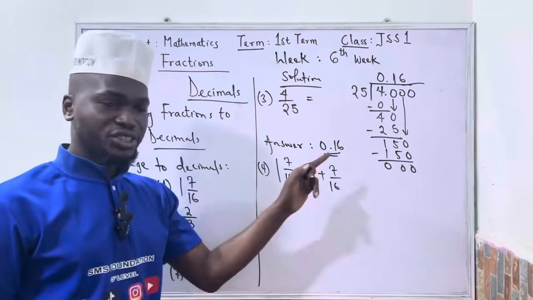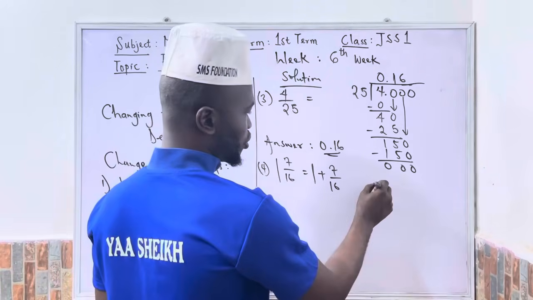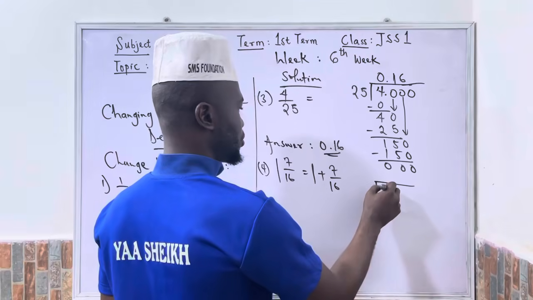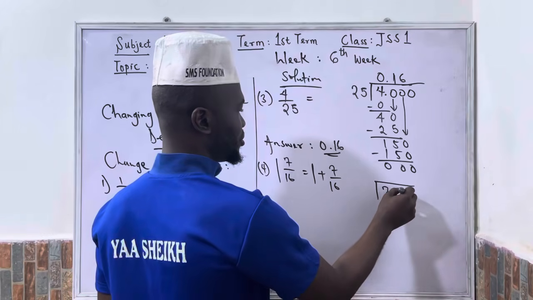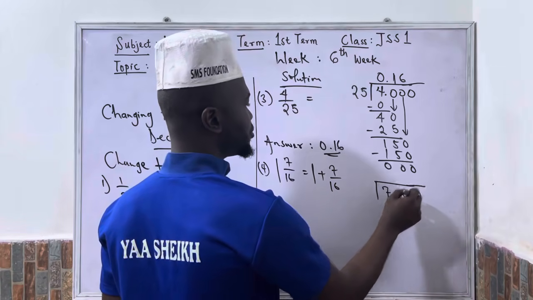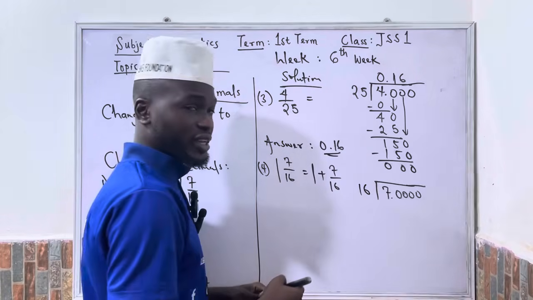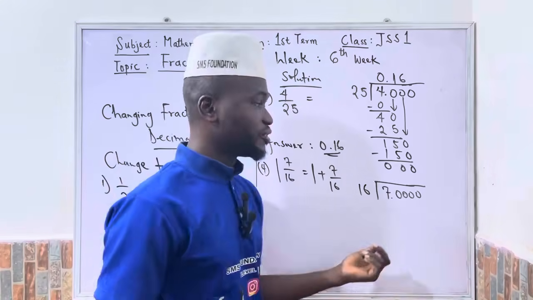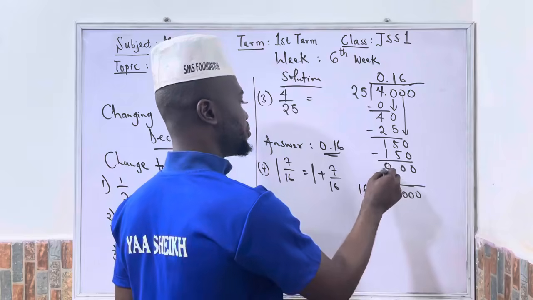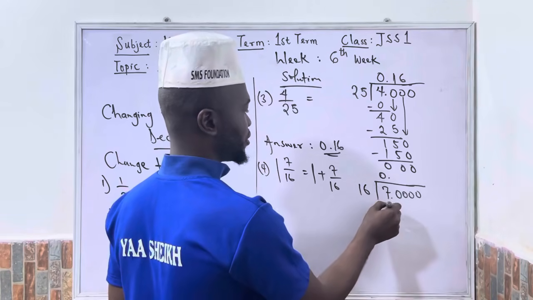Now, I will work on this 7/16. Let me draw my division table. So put 7 here, 7.0000, any amount of zeros. Then you put 16 here. First, how many 16 is 7? Impossible. You put 0. 16 times 0, that will give me 0.